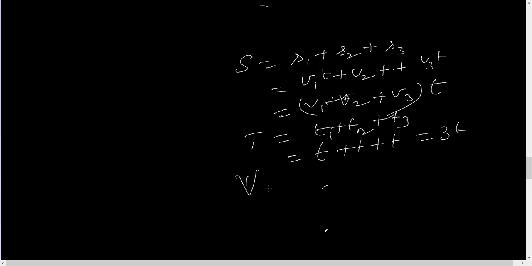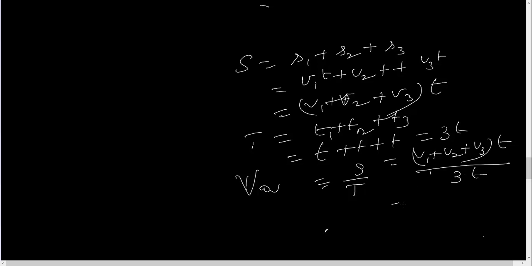Therefore, V average will be equal to S divided by T equal to V1 plus V2 plus V3 into t by 3t. The t will get cancelled. Simply V1 plus V2 plus V3 by 3. It is as if you have got 3 entries and you take the average like any other average. You just add all the given values and divide it by the number of entries. It will be as simple.